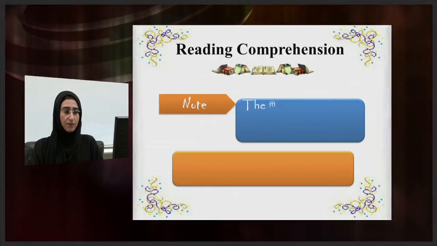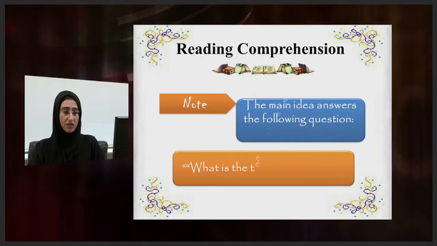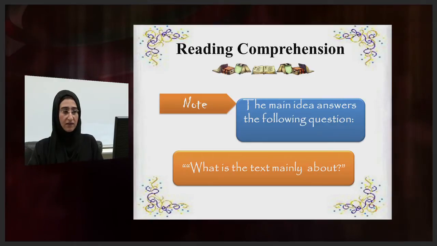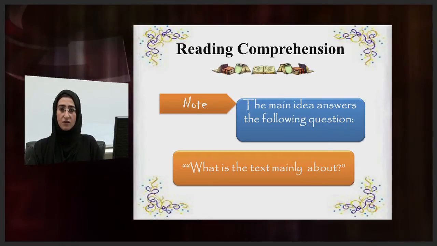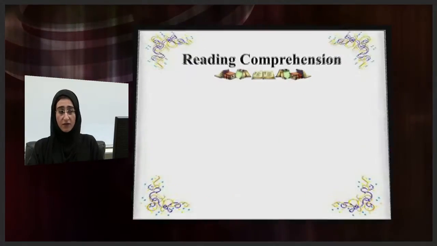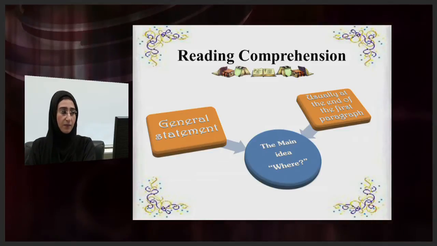There is a note here. One of the questions that we deal with during reading comprehension is, what is the text mainly about? And whenever you see this question, your answer should be about the main idea of the text. So don't forget that. The main idea, where can we get the main idea? Usually, it is a general statement, and most of the time, you can find it at the end of the first paragraph. Again, it's most of the time, not always.